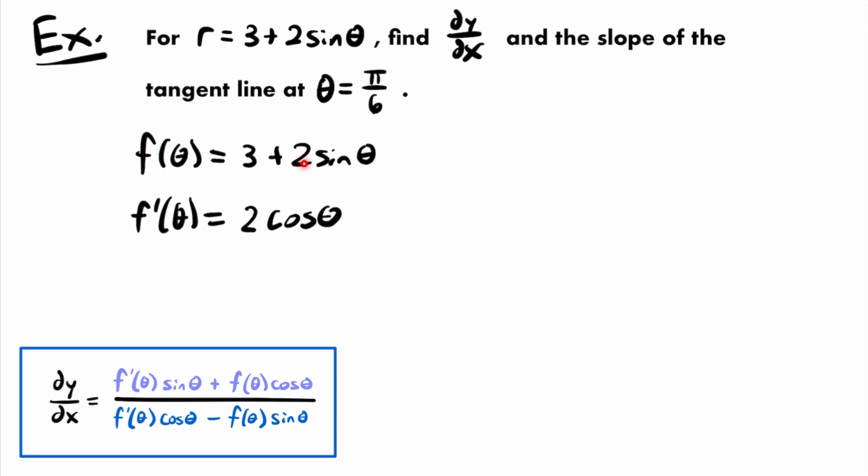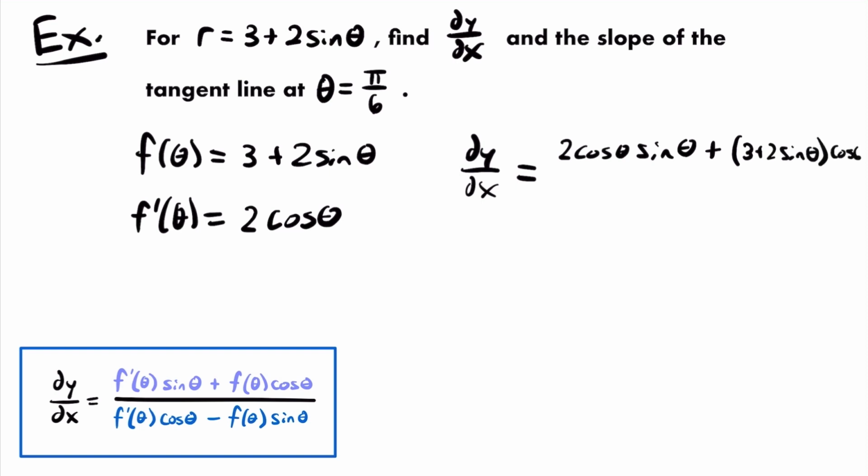All right, that constant multiple carries over to the derivative. So now that we have f of theta and f prime of theta, we can begin to set up our derivative. So let's do that. We'll have dy dx is equal to f prime of theta, which is 2 times cosine theta times sine theta, and then we'll add that to f of theta times cosine theta. And f of theta is 3 plus 2 times sine theta, so we'll have 3 plus 2 times sine theta times cosine theta.